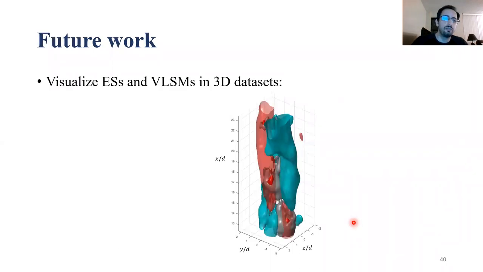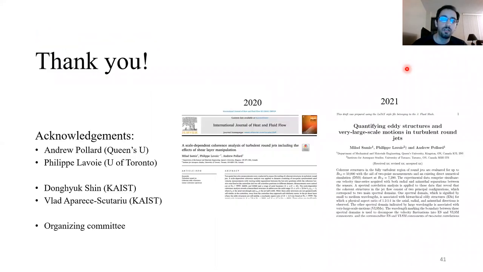So in the future, this is in fact what we are currently looking at. We are trying to visualize the eddy structures and VLSMs in three-dimensional data sets. So here you can see a preliminary result where we have conditionally averaged these very large scale helical structures, and it seems that in fact the eddy structures are embedded in these three-dimensional helical structures. And with that, I conclude my talk.